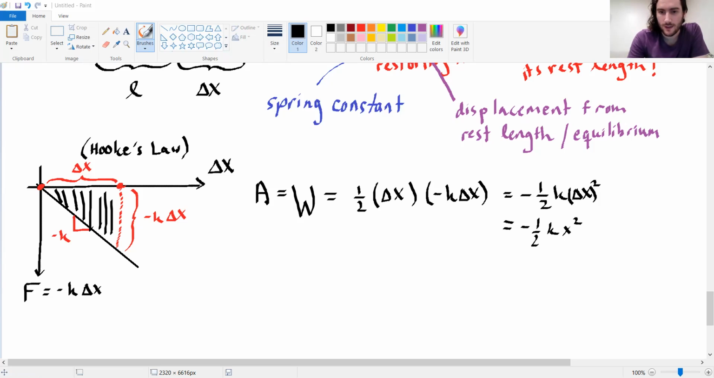Give me 1 second here. Sorry, Professor. Go ahead. Can you give us an example where you would see a variable force, or is it only in spring? So if we want to talk variable forces, we've already seen one, and that is the gravitational force.